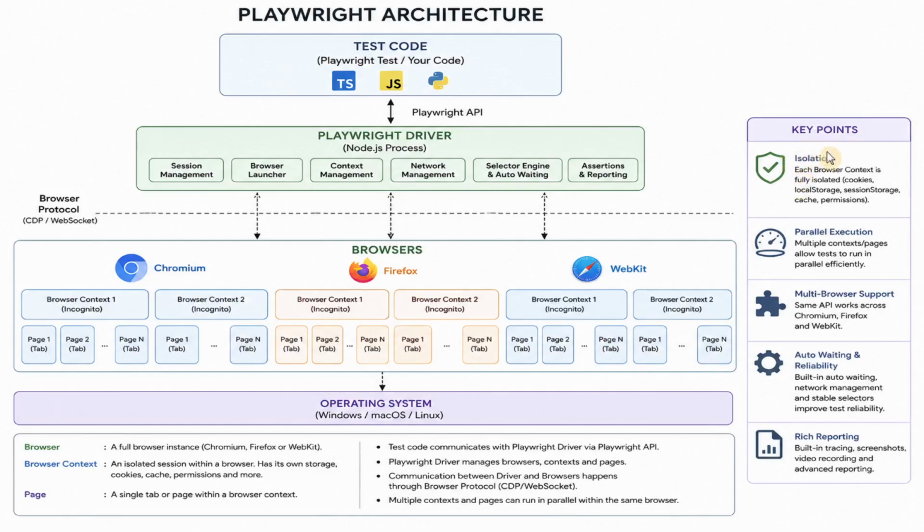Now the benefits of this Playwright architecture. It provides isolation. Each browser context is fully isolated: cookies, local storage, session storage, cache, permissions, and everything, right? Due to which we will be able to perform parallel execution. Multiple context pages allow tests to run in parallel efficiently. Multi-browser support: the same API works across Chromium, Firefox, and WebKit.